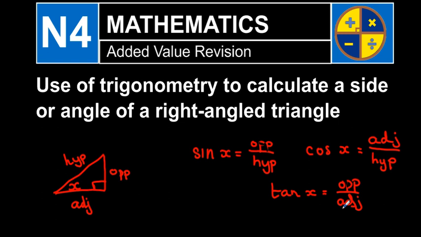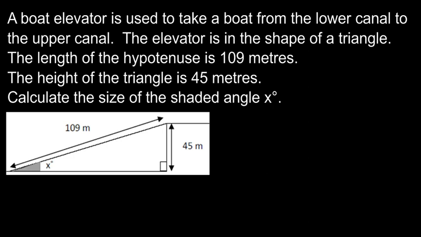These are given to you, you need to know how to use them. So we look at two questions, one to find a side and one to find an angle. Okay, so this is quite a standard question. It says a boat elevator is used to take a boat from the lower canal to the upper canal. It's in the shape of a triangle. The length of the hypotenuse is 109 meters. The height of the triangle is 45. And it asks us to calculate the size of angle x. That can all be boiled down to this right angle triangle here.